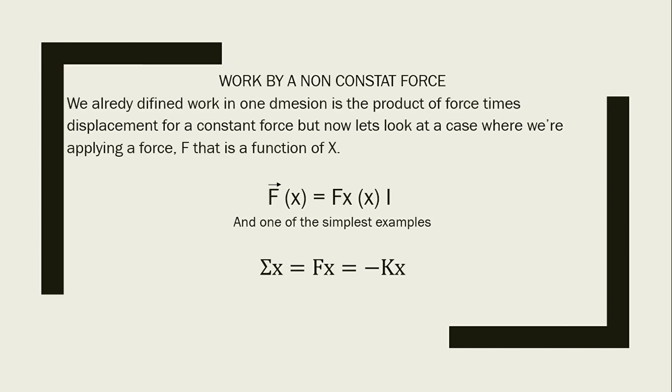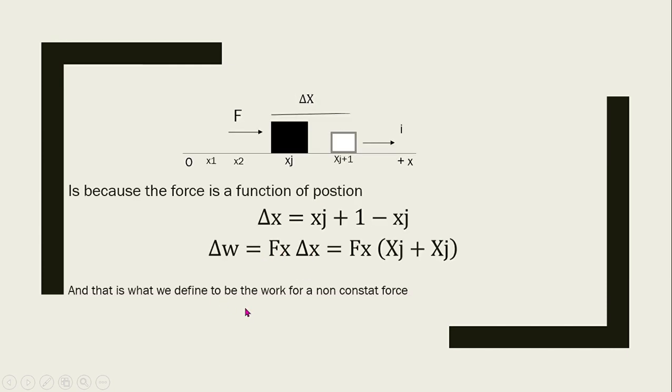The second, work by a non-constant force. We already defined work in one dimension as the product of force times displacement for a constant force, but now let's look at a case where we are applying a force F that is a function of x. So our component F of x is a function of x in the i hat direction. And one simple example of this is what we call spring force.